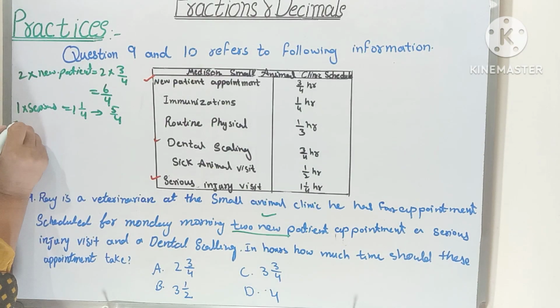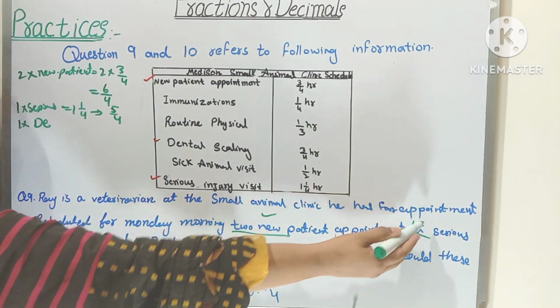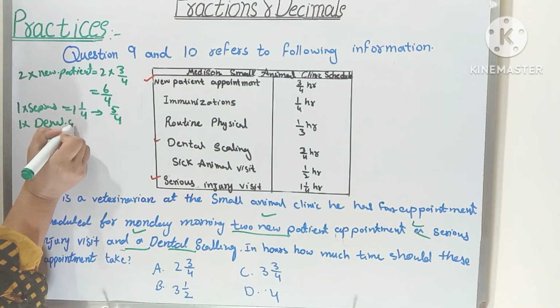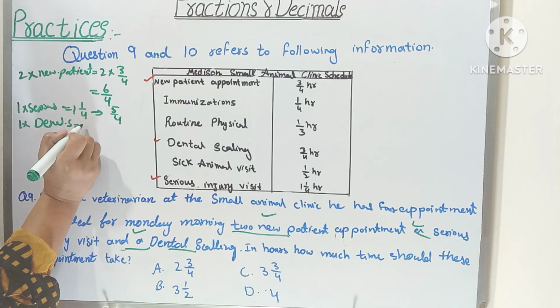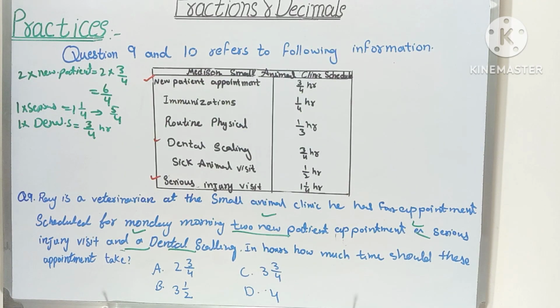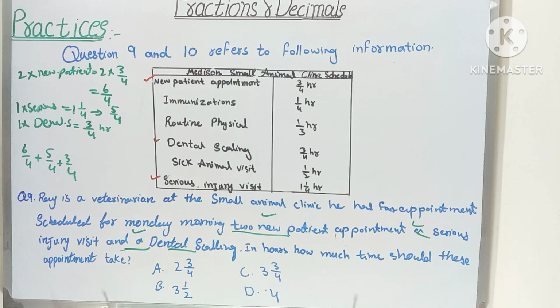Next, dental scaling. A serious injury only 1 and a dental scaling only 1, 3/4 hour. Now this is the total time. Add them all together: 6/4 plus 5/4 plus 3/4. Then we add them: 6 plus 5 plus 3.